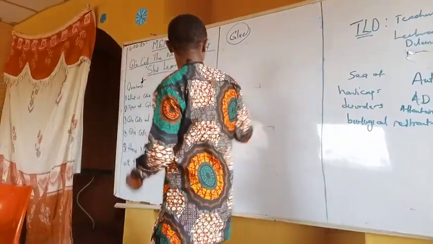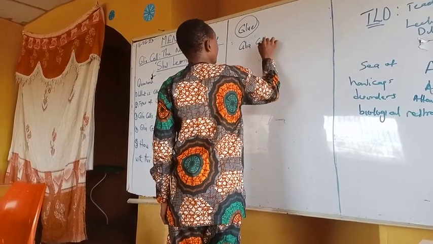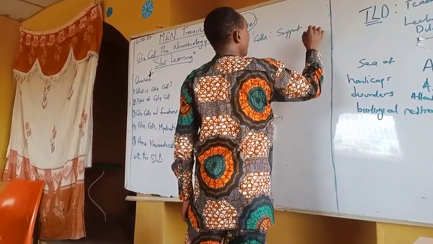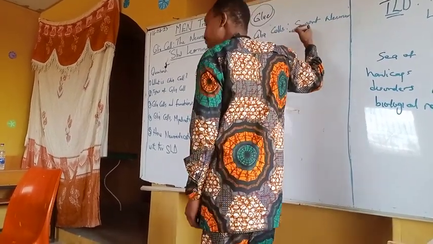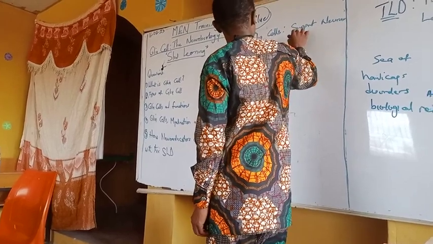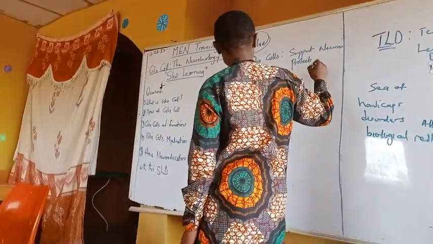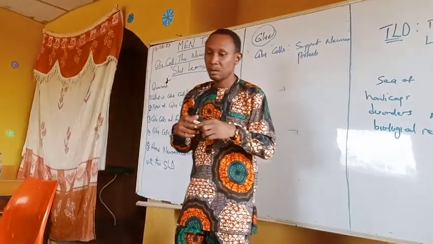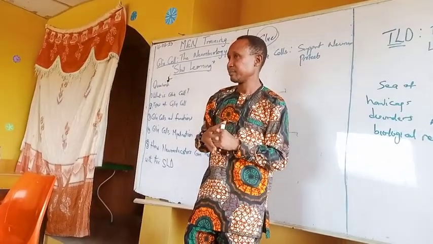The glial cells, they support neurons. They don't only support neurons, they protect neurons, and they help neurons to carry out information processing in the brain.